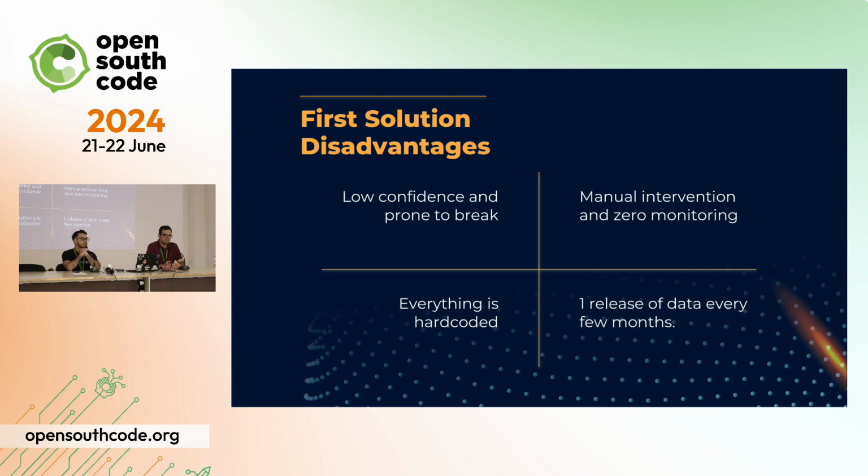The third thing is that we had to manually intervene, and we had zero monitoring of what is happening. So this is a problem, because we had to be there all the time to fix something. Sometimes, you need some things to run by themselves. And the last thing is that we had one release of the product every couple of months, which means that we couldn't give a very good or a very new product to the rest of the company.